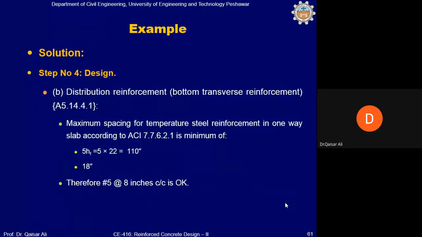Similarly, the top transverse and longitudinal reinforcement will also be placed according to the AASHTO code. The maximum spacing for temperature and shrinkage reinforcement in one slab according to this is the minimum of 3 times the thickness, or 18 inch. So for the top transverse and longitudinal reinforcement we will provide number 5 at the rate of 18 inch center to center, because it is also the minimum reinforcement that we have calculated for bottom transverse reinforcement.